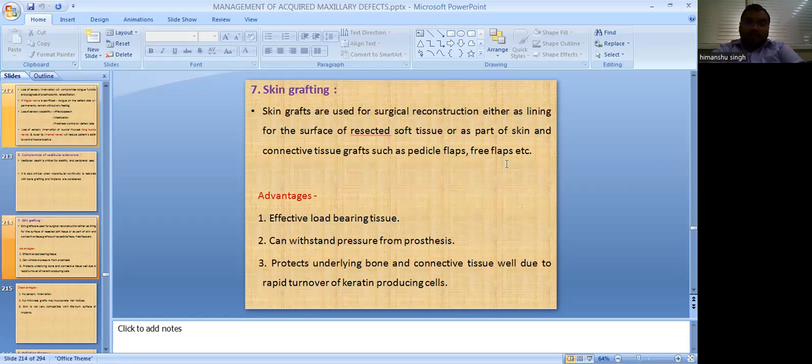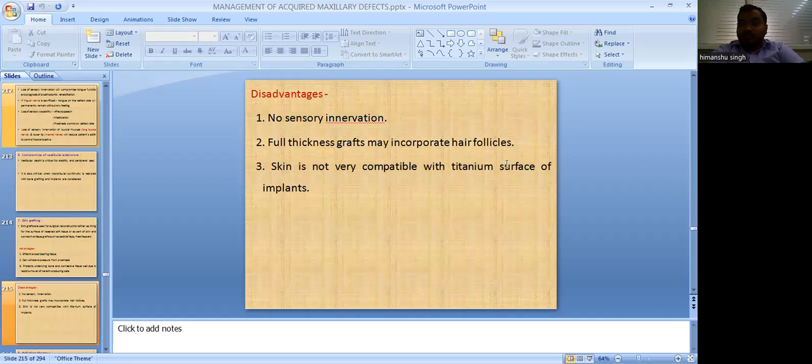Skin grafting. Skin grafts are used for surgical reconstruction either as lining for the surface of resected soft tissue or as part of skin and connective tissue grafts such as pedicle grafts, free flaps, etc. Advantages: effective load-bearing tissue that can withstand pressure from the prosthesis, and it protects underlying bone and connective tissue well due to rapid turnover of keratin producing cells. Disadvantages: no sensory innervation. Full thickness grafts may incorporate hair follicles. Skin is not very compatible with the titanium surface of implants.